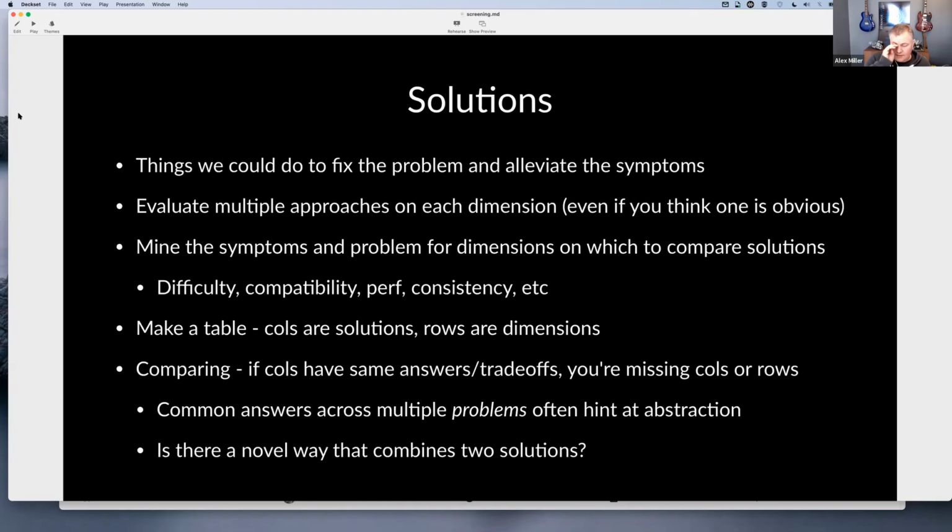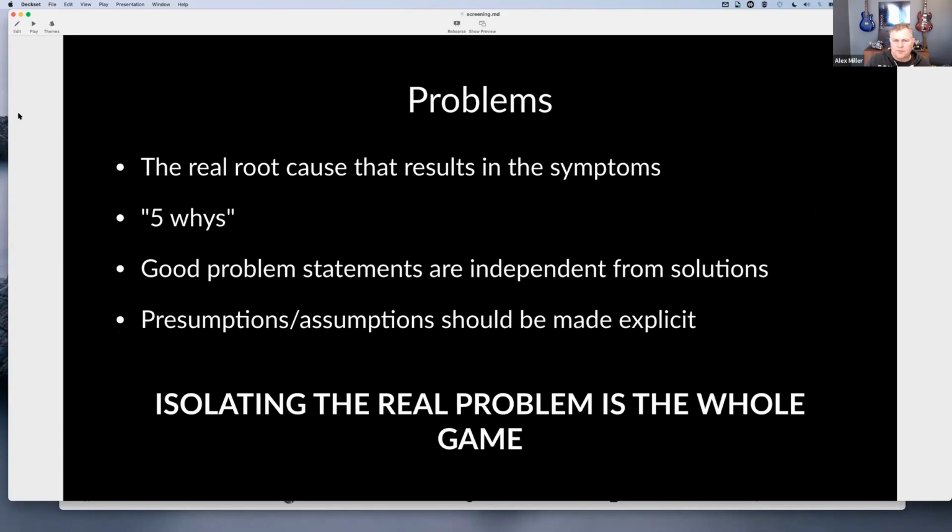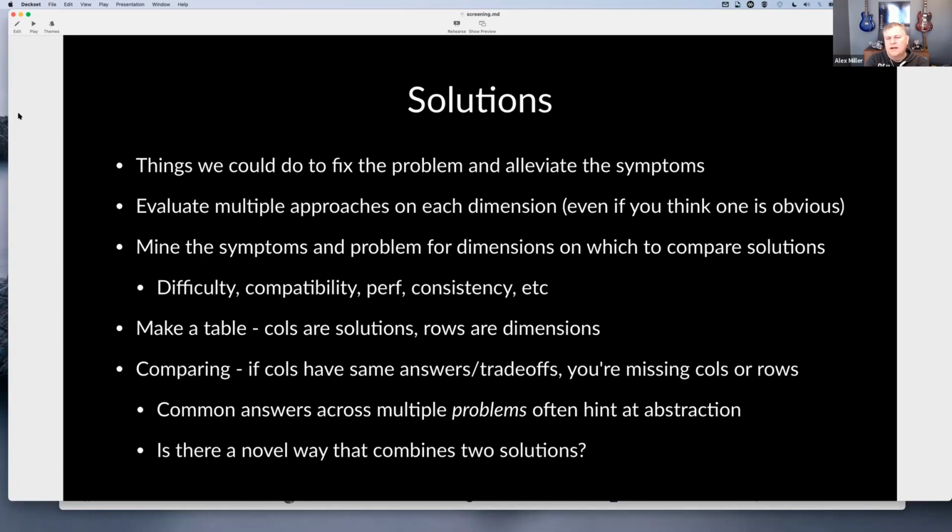Mention that. So solutions, once we find the problem, you ideally could come up with multiple approaches that could fix the root problem and alleviate the symptoms. And so finding the right problem is important to be able to generate good solutions, and then evaluate those solutions on hopefully multiple dimensions.